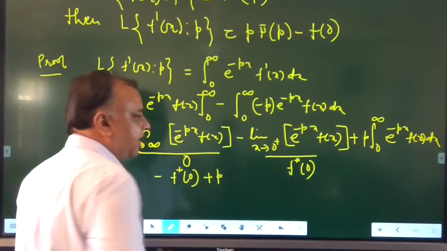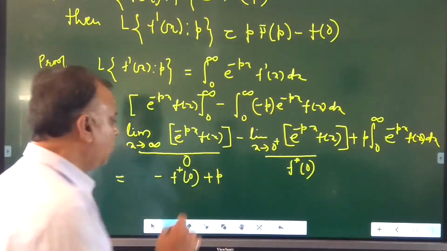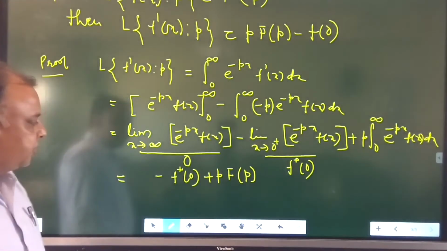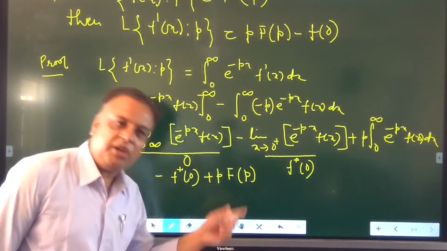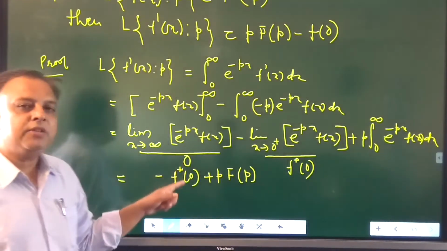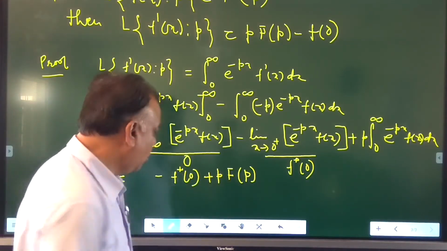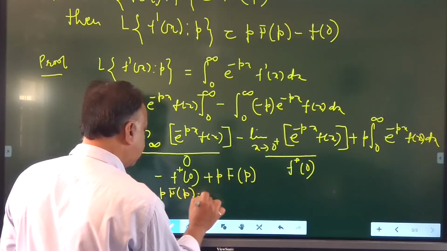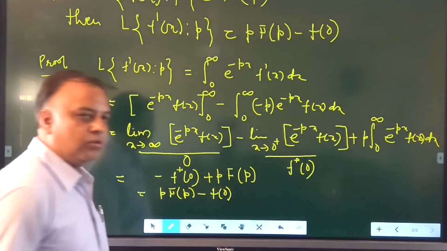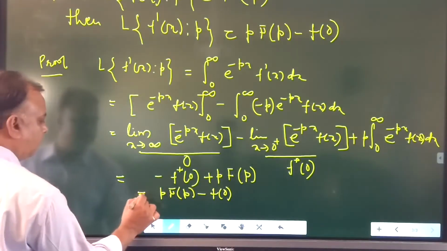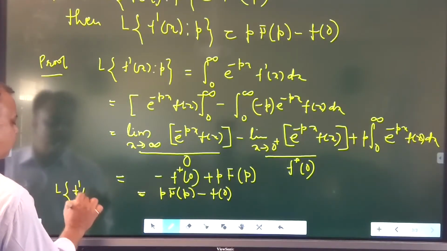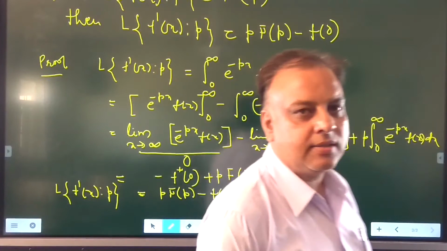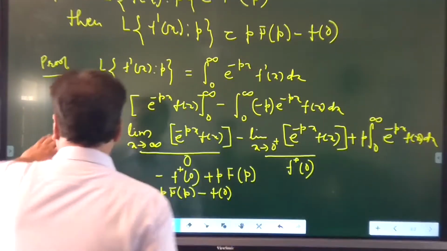So we take the Laplace transformation of the function f(x) as F(p). So this is pF(p). Since the function f(x) is given as a continuous function, its right hand limit f(0+) is equal to the functional value f(0). So this can be written as pF(p) minus f(0). So the Laplace transformation of f'(x) with respect to parameter p is given as pF(p) minus f(0).